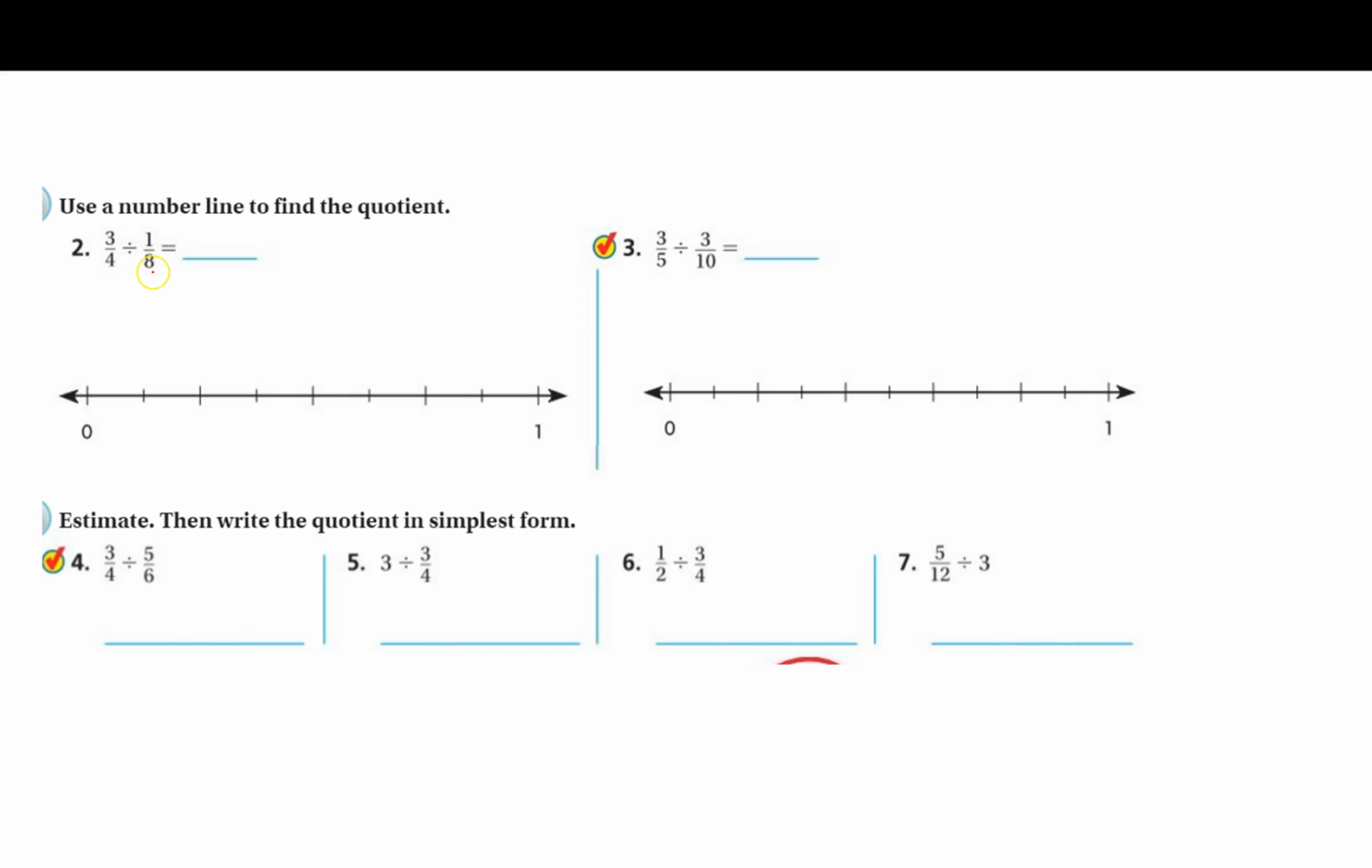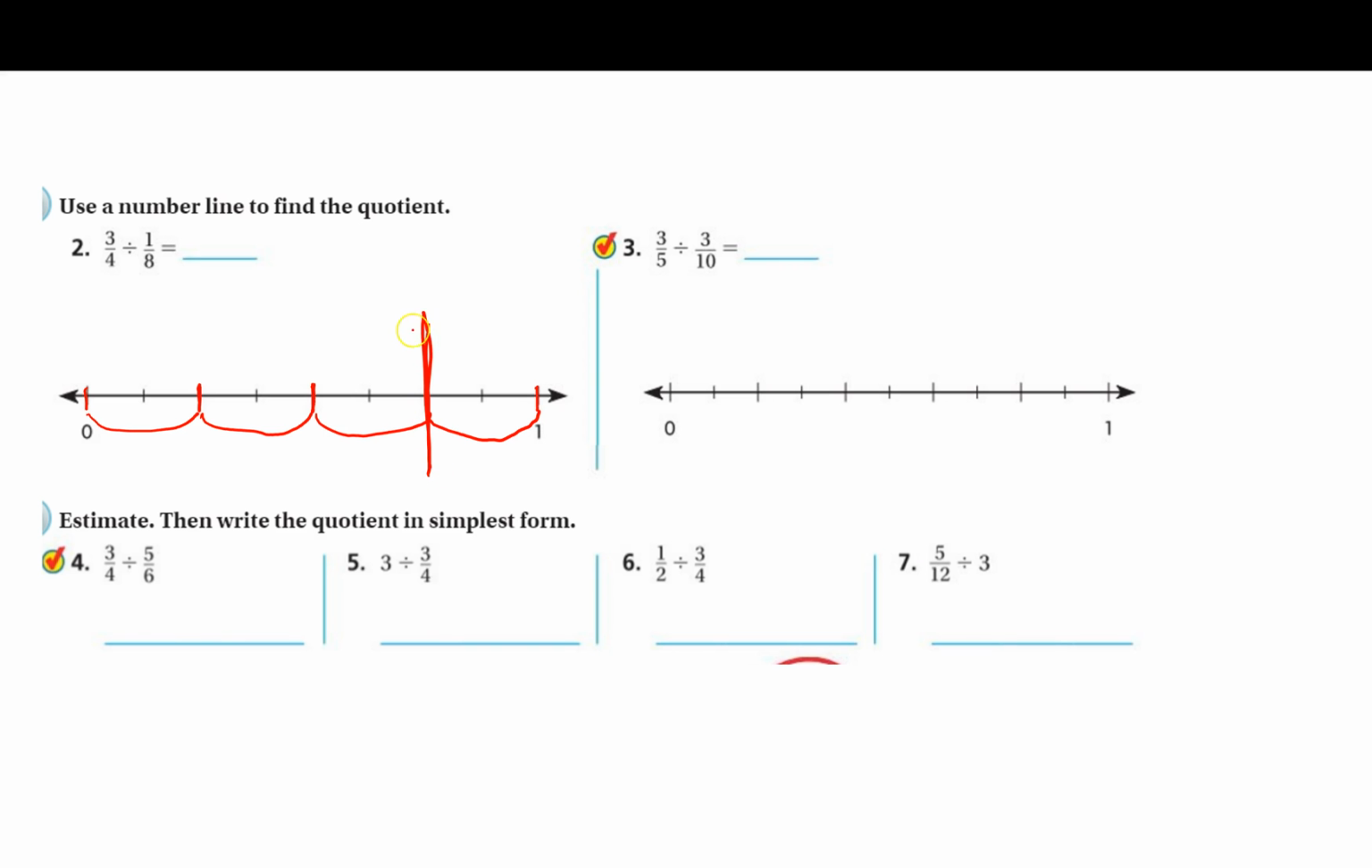So first we have 3/4 divided by 1/8. Here we have the number line drawn for us. Notice it starts at 0, ends at 1, because with fractions we're always comparing back to one whole. Okay, first of all, it wants me to break this number line into 4 parts. So I'm going to break it right down the center in half, and then I'm going to break those 2 halves in half.